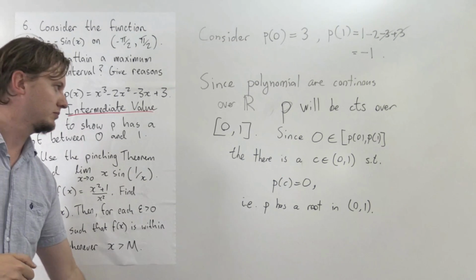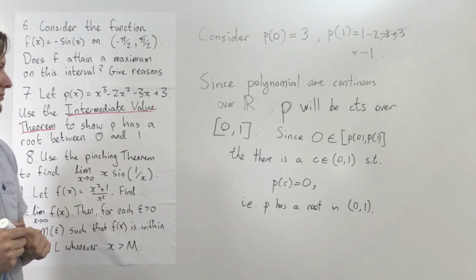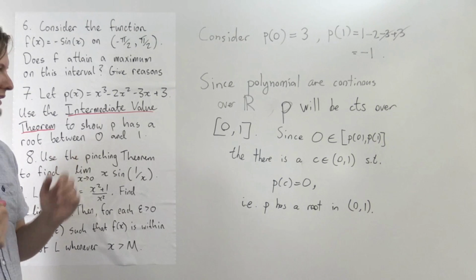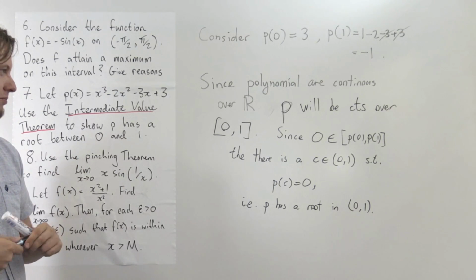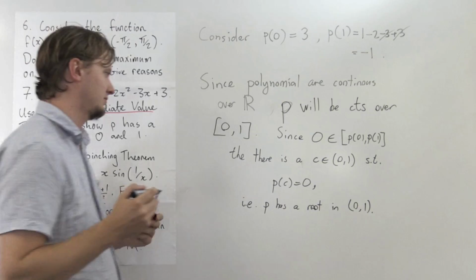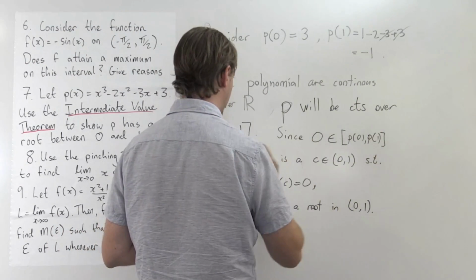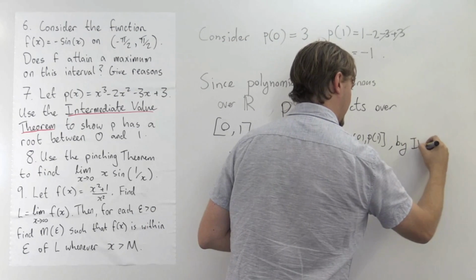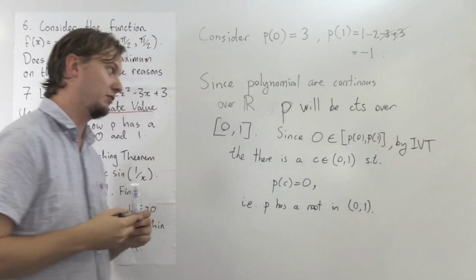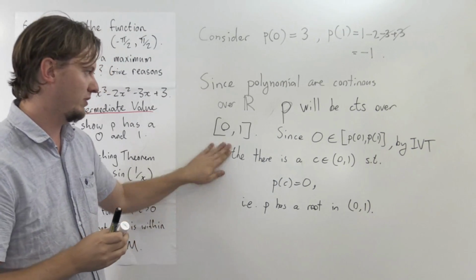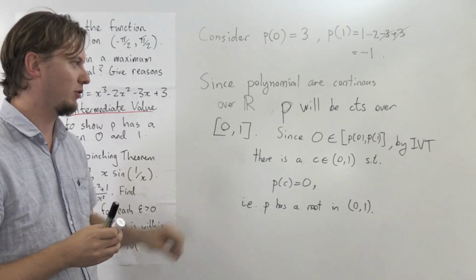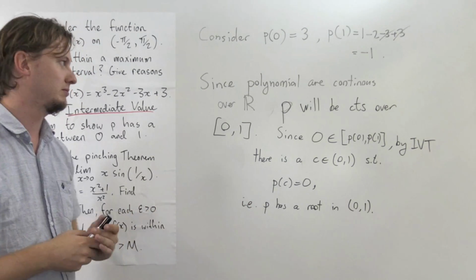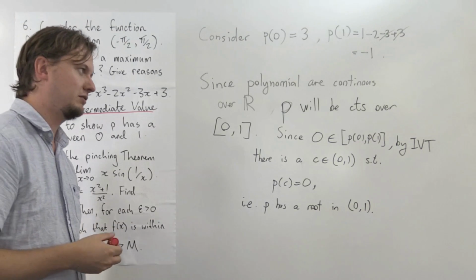Right, so I think there were two. I know what I forgot to do. I forgot to state exactly why this is working. So since I already said it's continuous and 0 is in this range, I really should have mentioned that the intermediate value theorem tells me there is a C in between 0 and 1, such that P of C is 0. So I know there is a root there. Any comments, Daniel?